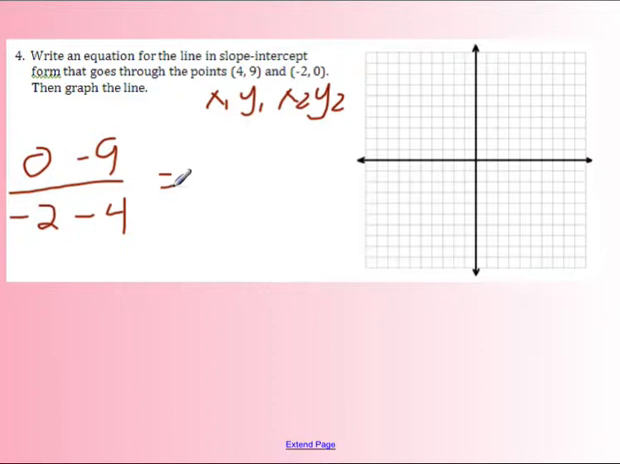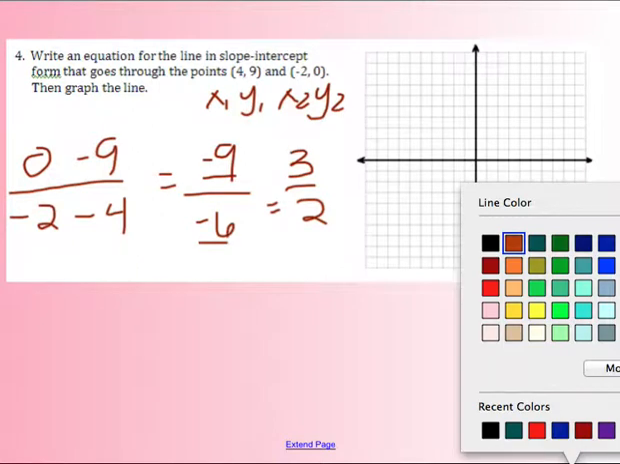So then 0 minus 9 is a -9. -2 minus 4 is a -6. So we can simplify that down. -9 divided by -6, that's going to be a positive 3 divided by 2. So now we have our slope, but we don't have our y-intercept. We have to figure it out.